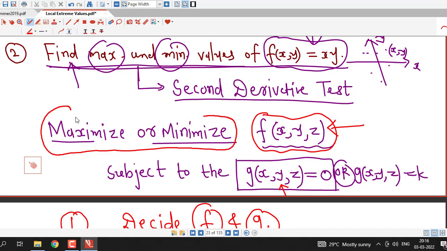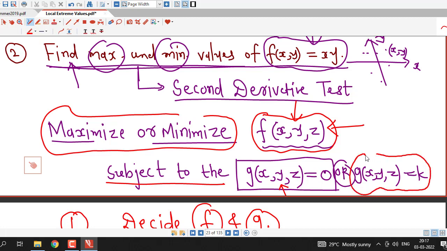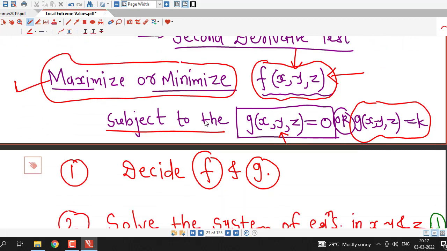Suppose we want to find out maximum or minimum values of function f of x, y, z subject to the constraint g of x, y, z equal to 0 or g of x, y, z equal to k. So if our problem has a structure of this type, then we can find out the solution to this problem using the method of Lagrange multiplier. So first we will decide what are the functions f and g. Function g will always be decided from the given restriction or constraint.